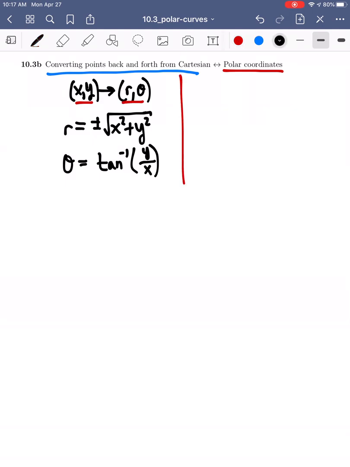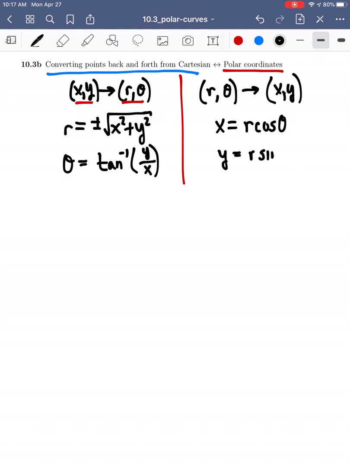And the other equations we had were the opposite, going from r and theta. So we're starting off with a polar point, and then going into Cartesian x and y coordinates. And we found that x is equal to r cosine theta, and y is equal to r sine theta. And we found all four of these equations just by doing what we know about right triangles, Pythagorean theorem, and all of those trigonometric relationships. So in this video, let's go over actually converting points between polar and Cartesian, or Cartesian and polar.